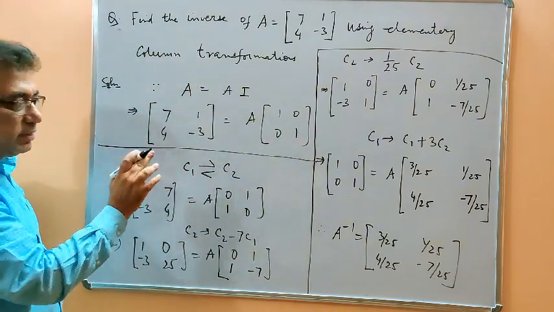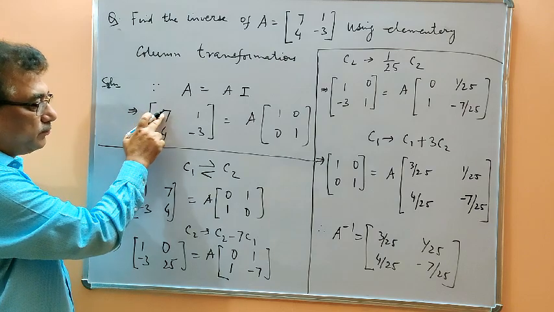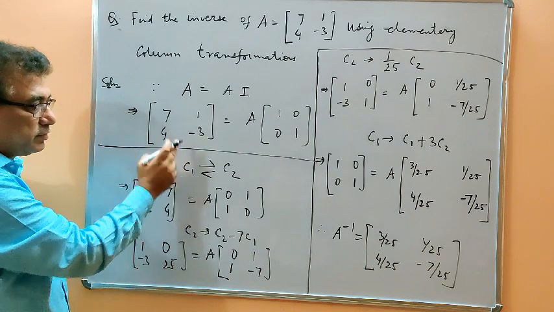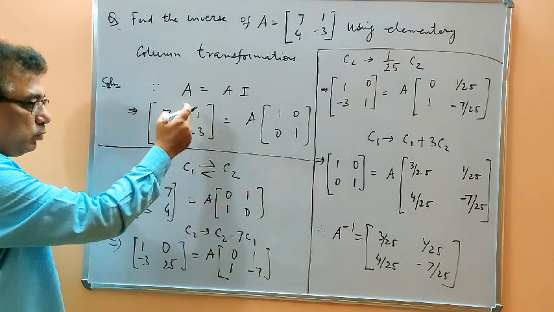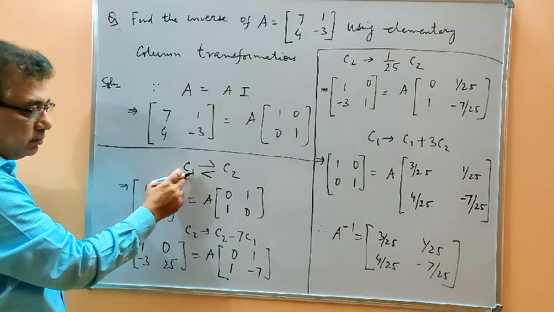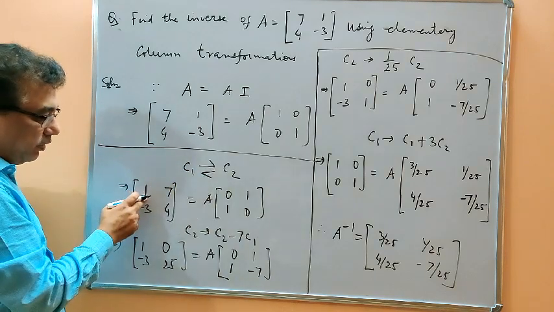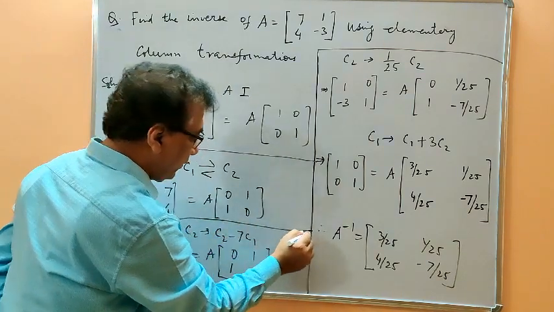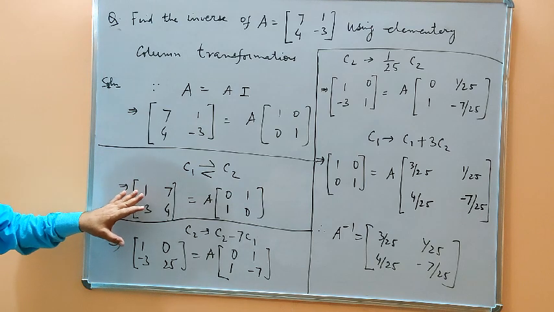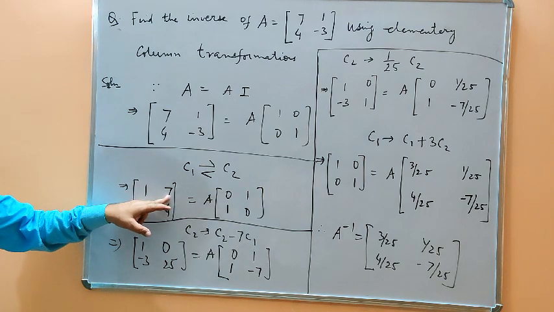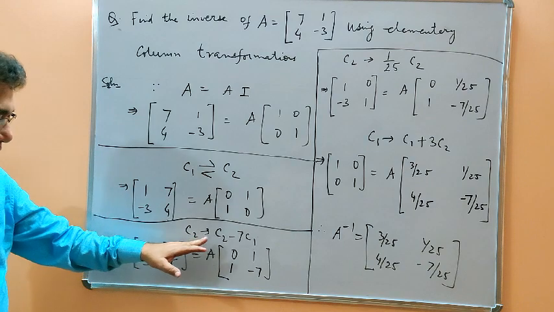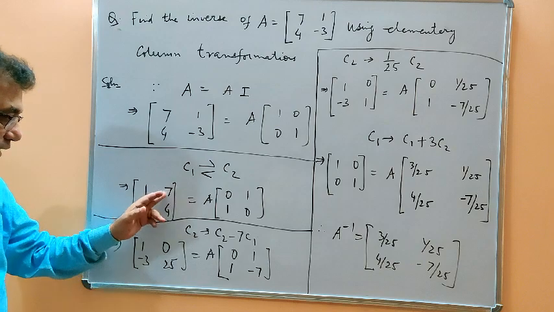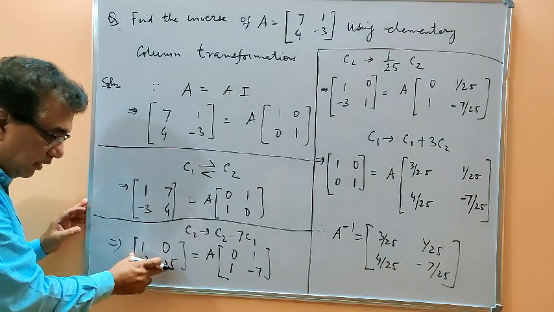Now the rule says that you have to get 1 here by elementary column transformation. So that is the first transformation: we are exchanging column 2 and column 1, I've written exchange C1 and C2. So we get 1 here, and the same we have done on that side. Now according to the algorithm, we have to make this element 0. So we have subtracted 7 times C1 from C2 to get 0 here. That is the next operation, and that is the result.